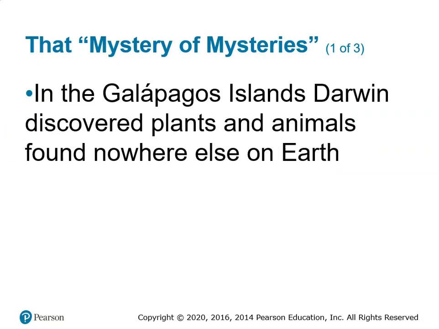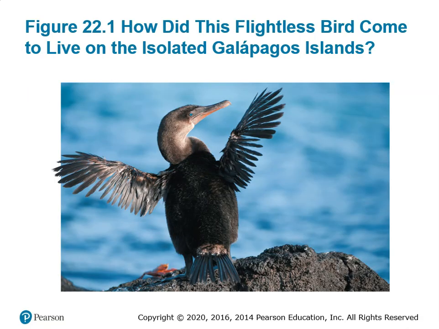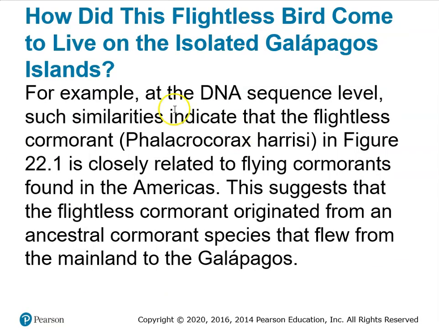Okay, so mystery of mysteries. In the Galapagos, Darwin discovered plants and animals found nowhere else on Earth. How did a flightless bird come to live on the isolated Galapagos Islands? It's pretty interesting to think about. DNA sequence similarities indicate that the flightless cormorant is closely related to flying cormorants.